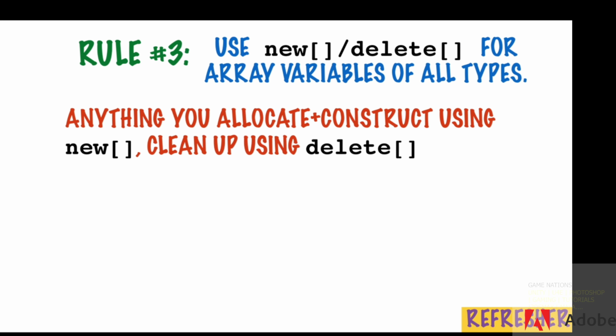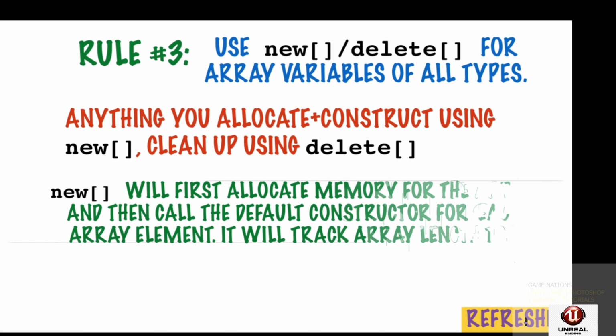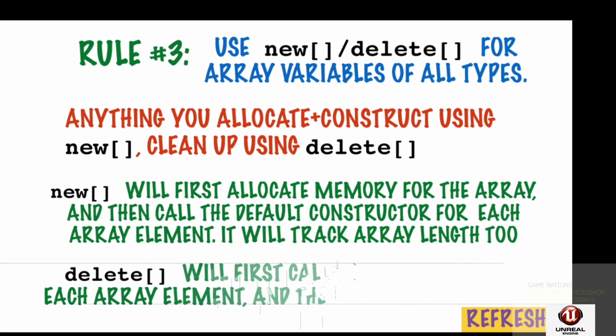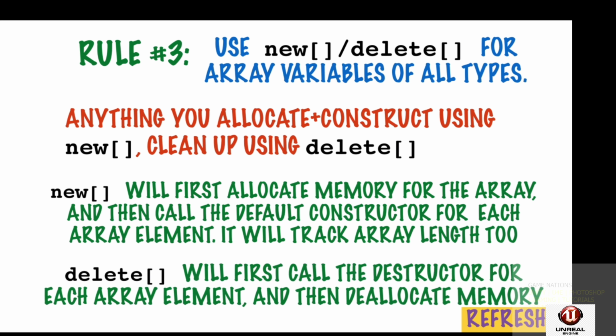The array new keyword, or new with square brackets, allocates memory for the array and calls a constructor for every element in the array. It also knows how long the array is. It keeps track of the array length. Similarly, delete with square brackets, or the array delete keyword, will first call the destructor for every array element and then deallocate the memory.